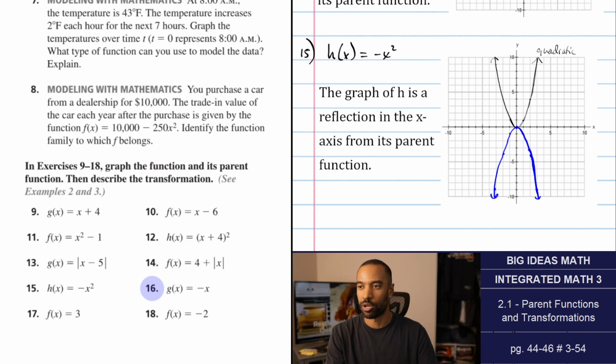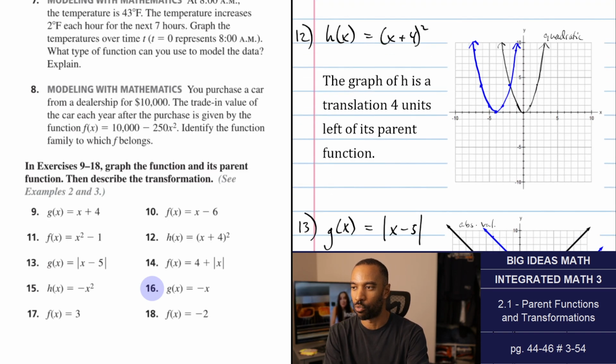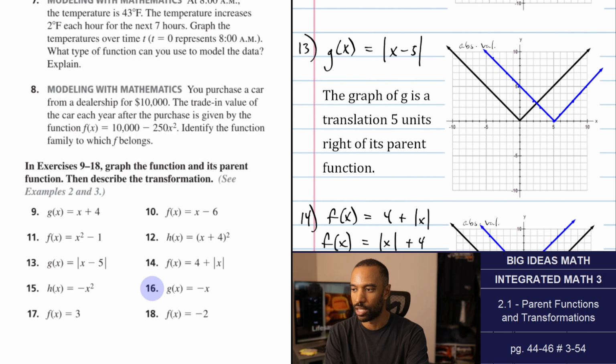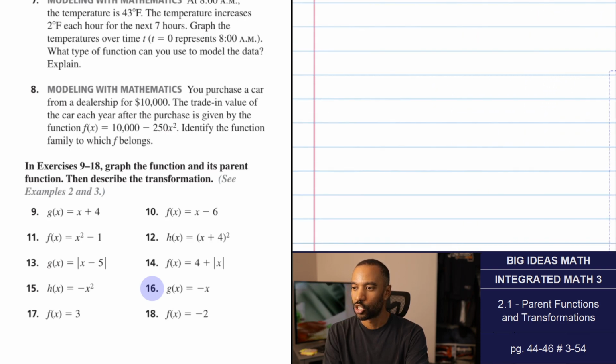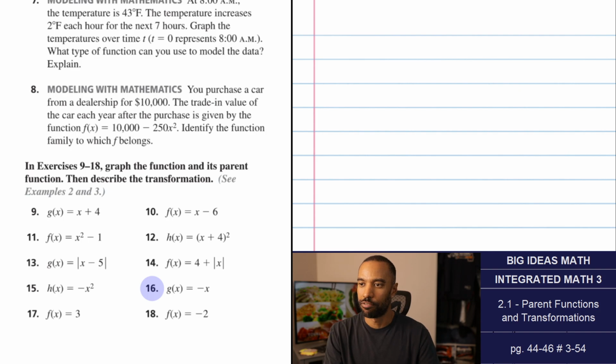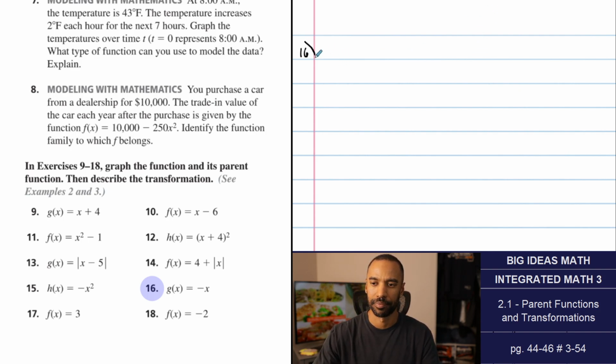Number 16 is also going to be a reflection. Now that I ran out of room on this page, I'll go to the next one once I reobtain all my graphs. Pardon me while I move this stuff over. Let's grab our linear function for number 16. I'm not even a third of the way through this thing.